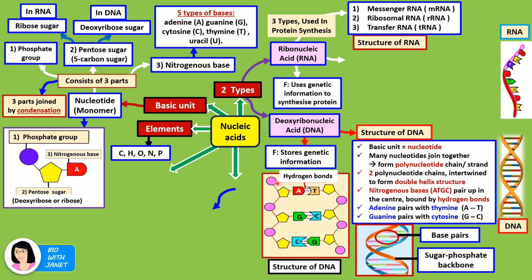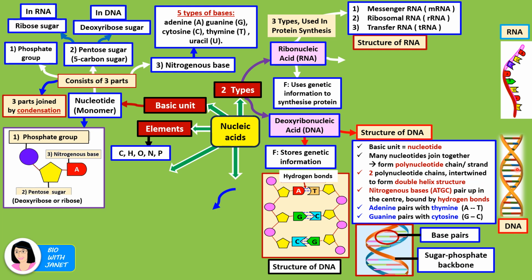Okay, so the pink and yellow structures here, the phosphate group and the sugars, form the backbone of the molecule. Now, DNA has 2 polynucleotide chains. This one here and this one here, which are intertwined. Intertwined means they are twisted like this to form a double helix structure. So this is an important keyword: 2 polynucleotide chains, one here and the other one here, that are intertwined to form a double helix structure.